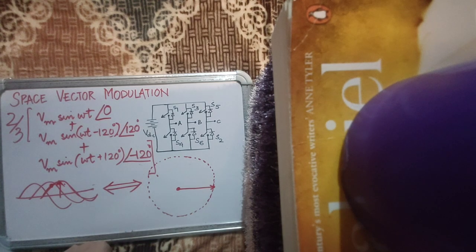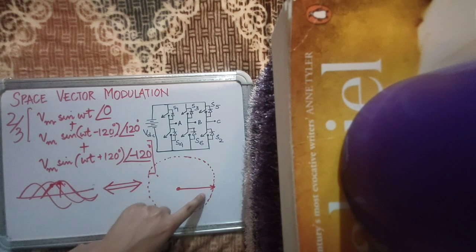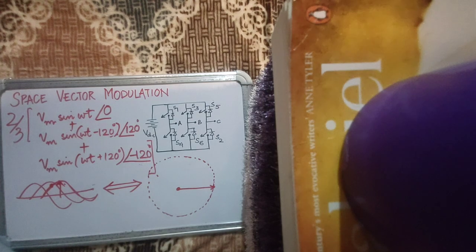...rotating in a circular path such that it completes one particular revolution depending upon the frequency of the sine wave. The position of the space vector will move from here to here to here to here, and it completes a revolution. Its position at every point determines the phase of these three-phase sine waves, and its magnitude determines the peak value of the sine wave.